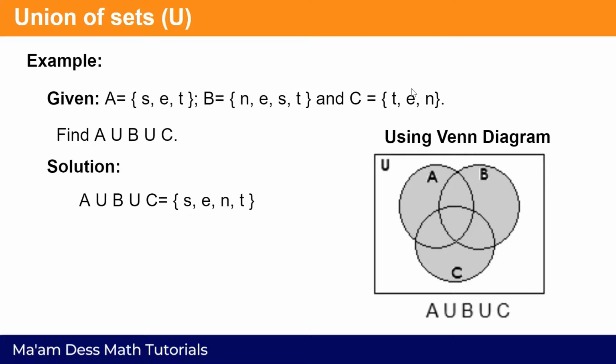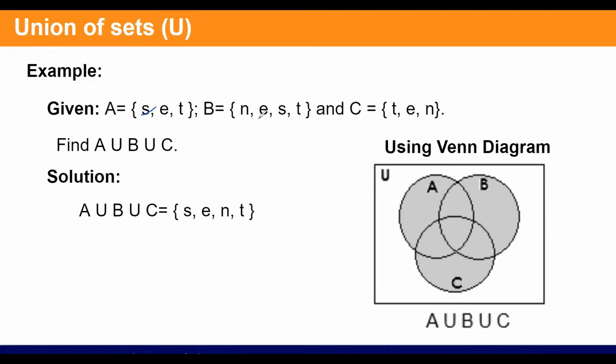SENT. Okay? Kasi, as you can see po, ayan, may S. Ito, may S din. Ayan. Pero, you have to write it once. And then E, and then E, and then E. Write once. Okay? Then, N. Ayan. This one, N. Dalawa. So, isang beses lang po isusulat. And then T. We have T and then T. Okay. So, ayan. So, A union of B union of C, we have contains elements S, E, and T. Okay?